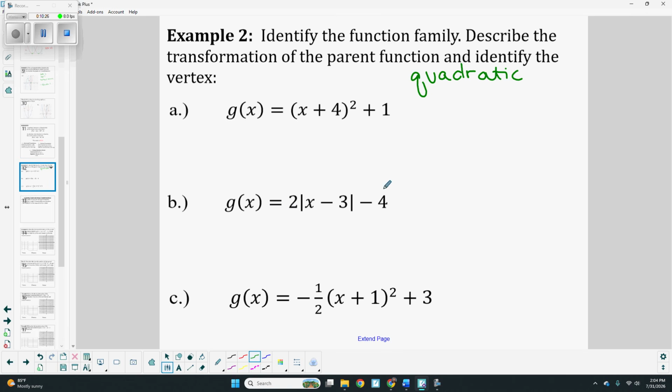The transformations. So I see a +4 inside, so that would be left 4. Right? Opposite of positive, left 4. And then +1 would be up 1.